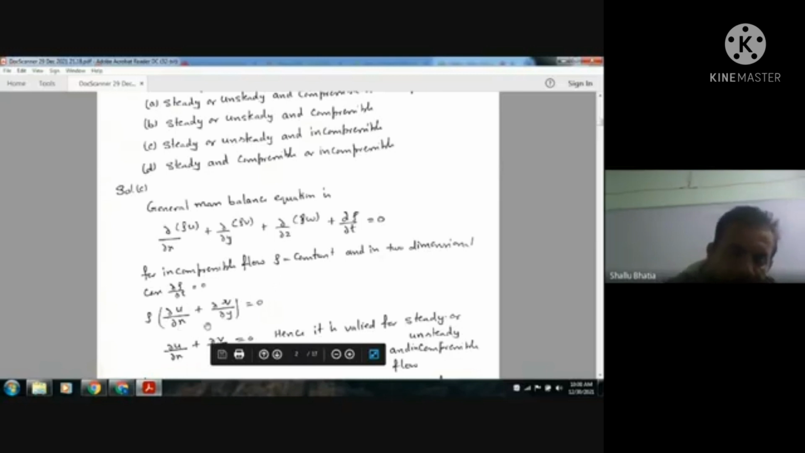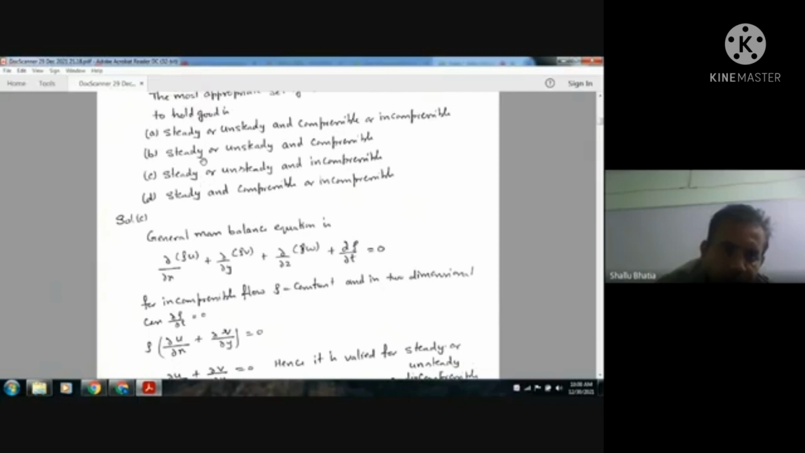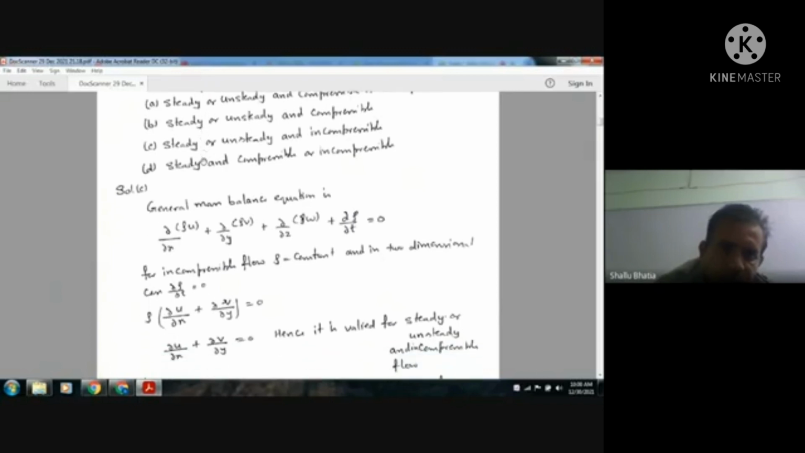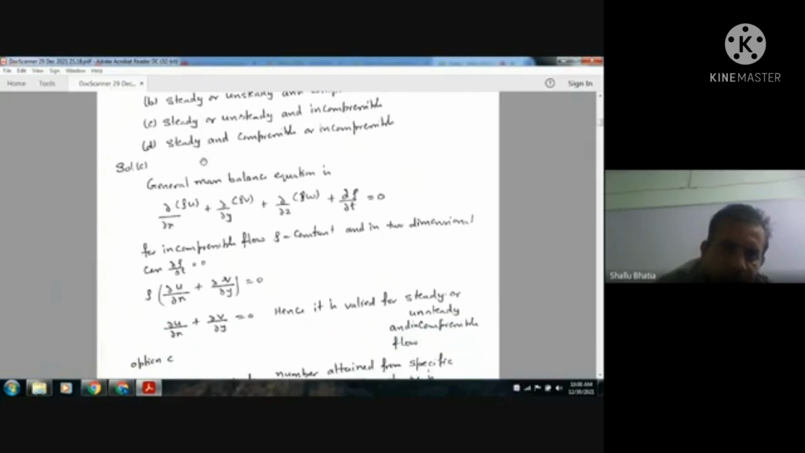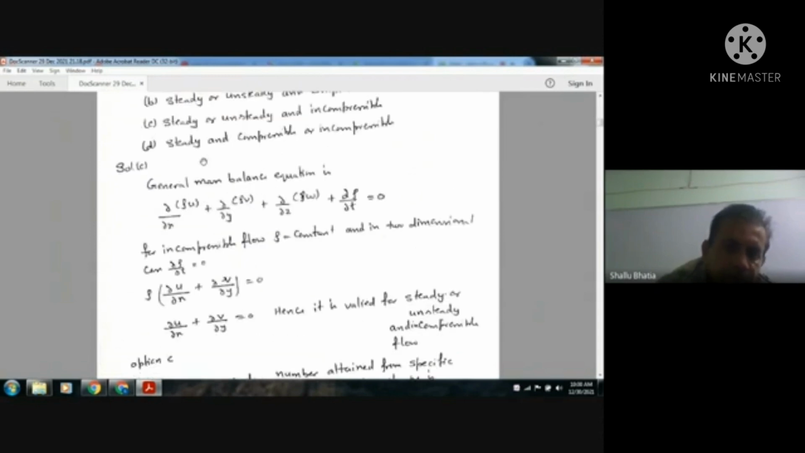So this is valid for incompressible flow, but it can be steady or unsteady flow. So the answer is C. It is valid for incompressible flow because density is constant, and it is valid for steady or unsteady flow, because this assumption we have not taken so far.